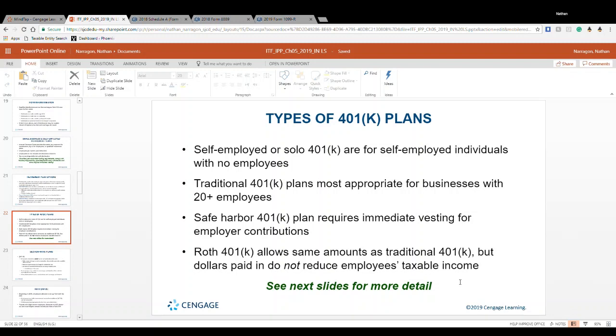401Ks. There's a lot of retirement stuff here. The types of 401Ks that you will see are first the self-employed or solo 401K, and then you have the traditional 401K that comes with businesses with 20 plus. You have the safe harbor 401K, and this one immediately has vesting for employer contributions. So immediately it goes into the stock exchange, trying to make some money. You have the Roth, which allows the same amounts as traditional, but dollars paid in do not reduce employees' taxable income. So these come after everything's taxed.